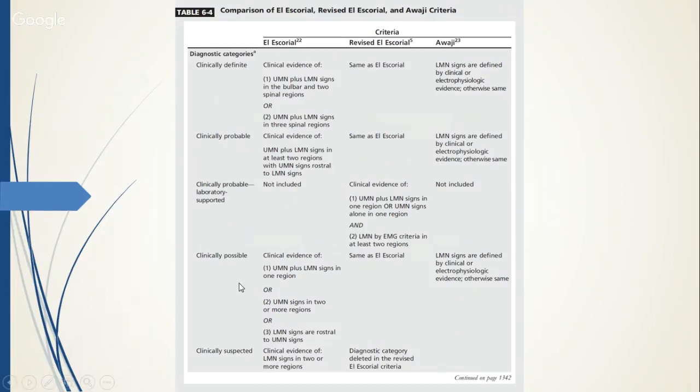However, the clinical suspicion goes lower if you have patchy areas, such as an upper and lower motor neuron in one region and another in 2 other separate regions.